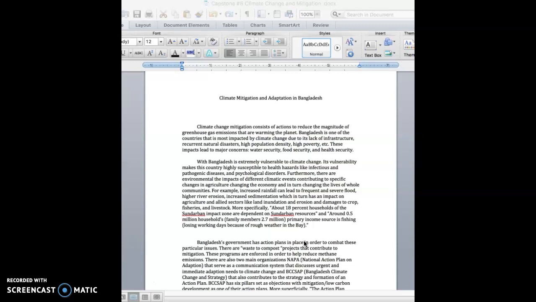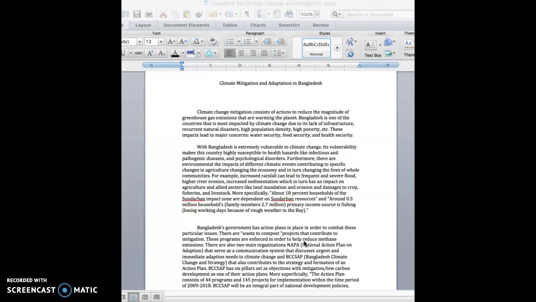For example, increased rainfall can lead to frequent and severe flooding, higher river erosion, and increased sedimentation, which then has an impact on agriculture and allied sectors like land inundation and erosion, and damages to crops, fisheries, and livestock. More specifically, about 18% of households of the Sundarban impact zone are dependent on Sundarban resources, and around 0.5 million households' primary source of income is fishing.